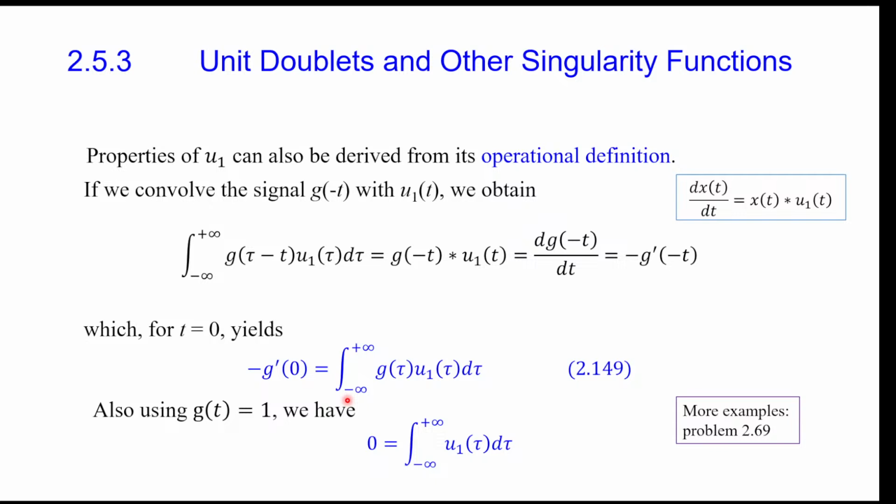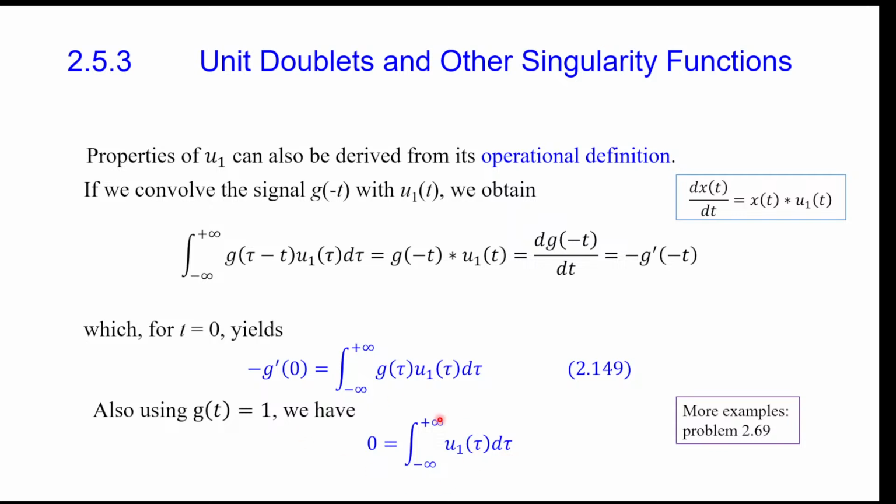But in fact, just as with delta of t, where we can give the delta function an operational definition by saying x of t equals x of t convolved with the delta of t, similarly we can give an operational definition of u1 of t. We can say u1 of t is just a function that satisfies dx/dt equals x of t convolved with u1 of t. And we can derive a whole bunch of properties from here. Say you do some integration and some change of variable, then we can get that the integral of u1 of t will be 0.